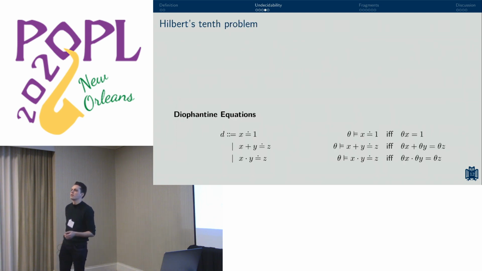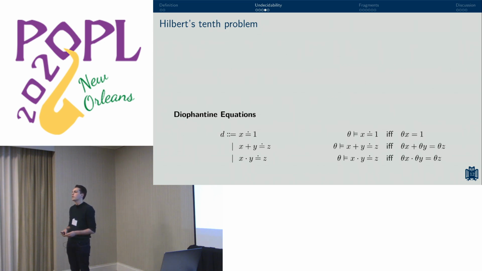So what is Hilbert's 10th problem? Matiyasevich, Putnam, Robinson, and Davis, I'm very sorry. All of them together proved that Hilbert's 10th problem is undecidable. That's quite a large effort, and there's now a formalized reduction of this in the library, so we start from this problem. And what it is, is the satisfiability of Diophantine equations.